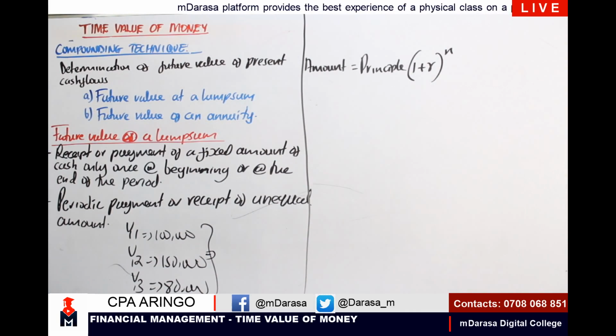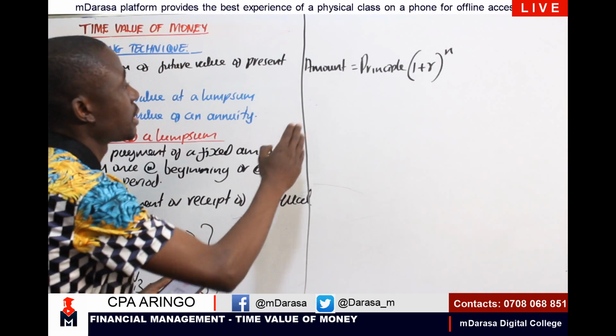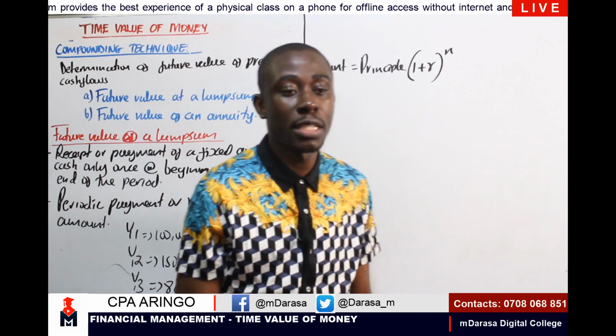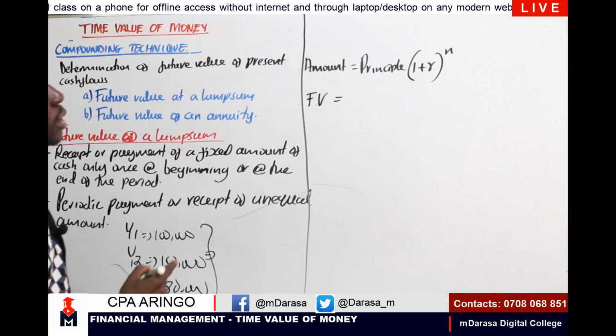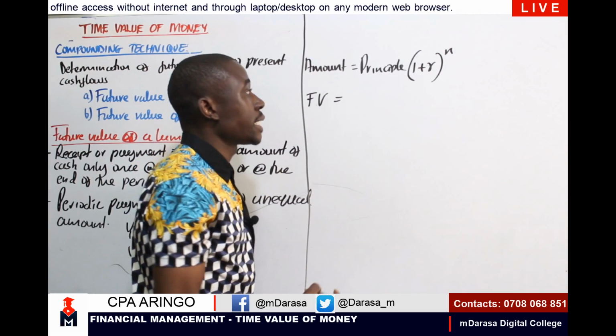The same concept, my good students, I want us to relate to determining our future value. So this amount, let us replace it with what we want to determine, the future value. You replace amount with FV, standing for future value. Principal, let us replace it with what? The present value of the cash flow that you're having today.